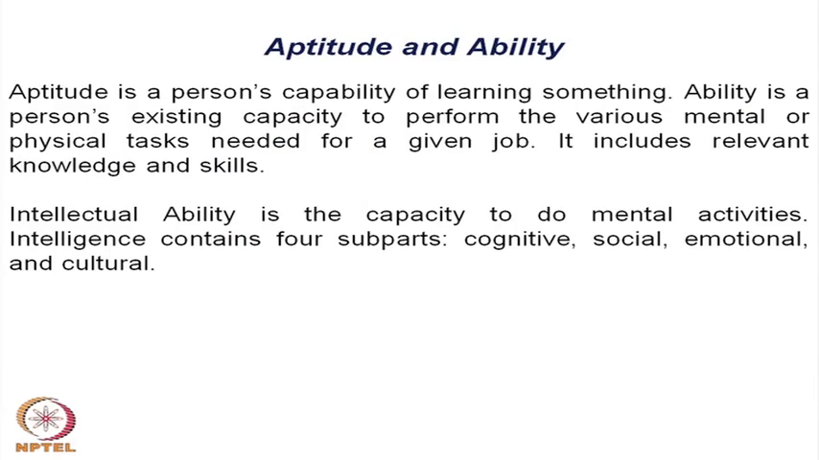because a person being intelligent in one aspect or not being intelligent in one aspect of life doesn't mean that the person is not intelligent in other aspects of life, because the concept of intelligence is not a single facet concept, but it is multifaceted. And here we see that it consists of four subparts: cognitive intelligence, social intelligence, emotional intelligence and cultural intelligence. So, the intelligence of a person in all these four subparts may vary.